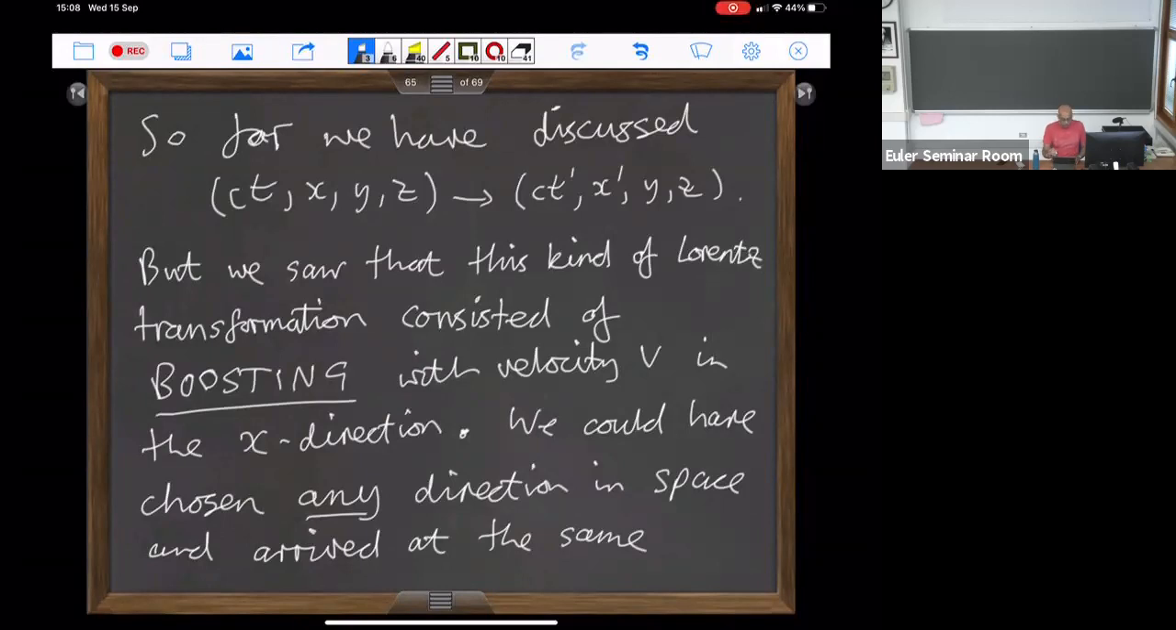So it turns out that you can generate all of the boosts by just picking the three coordinate directions, x, y, and z, in which to boost. So very similar to the discussion of the rotations, we're now going to look at the generators of boosts, and then we will put that together with the generators of the rotations, and we will work out the Lie algebra of the Lorentz group.